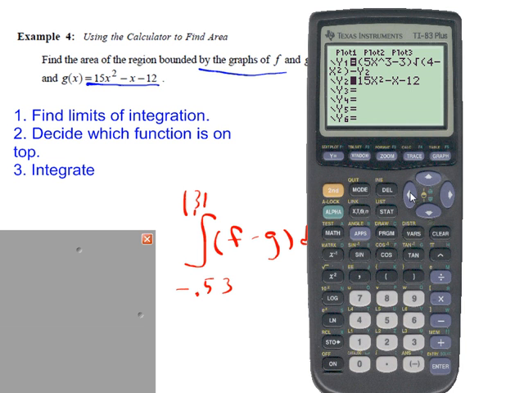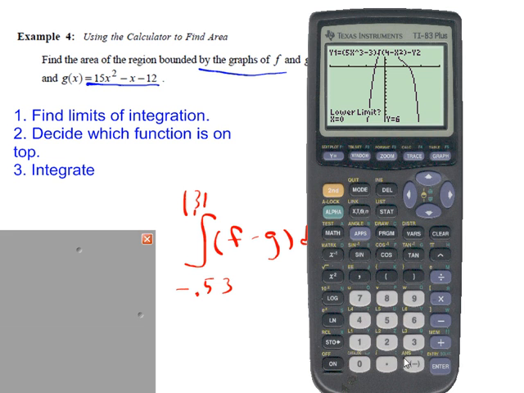And let's turn off this graph. So now this is graphing the difference between f and g, and we're going to integrate that using my limits of integration. So we're going from negative 0.53 to 1.31. And this gives me the area between those graphs. And the area is 6.43.